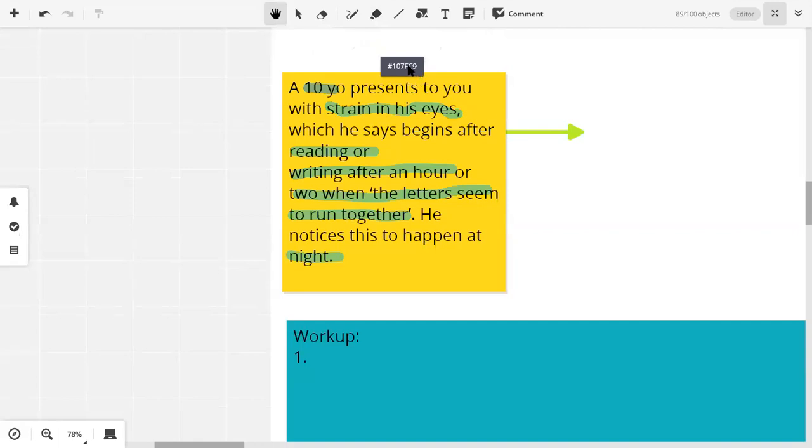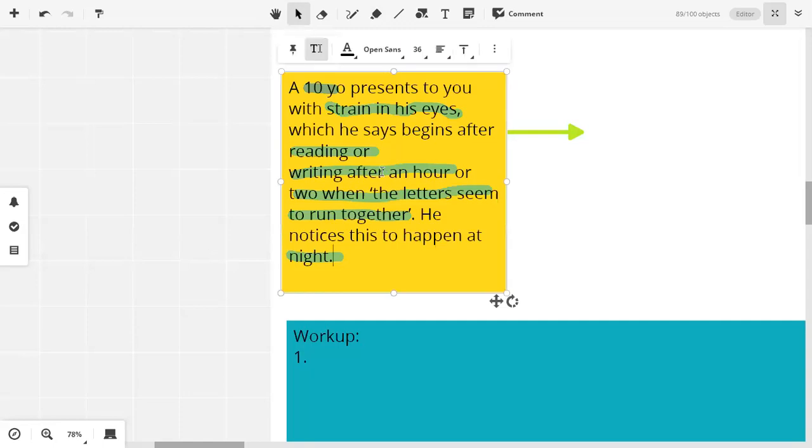Let's make sense of the history. Okay, our patient is 10 years old. His chief presenting complaint is strain in his eyes or asthenopia. That is his presenting complaint. What is the history of presenting complaint? The HOPI or the HOPC? He says that his strain begins after reading or writing for an hour or two.